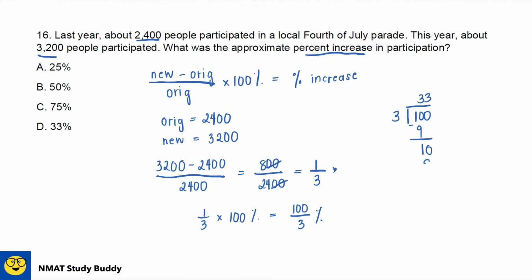3 times 3 is 9. Subtract mo ulit. So, 1. And then, magkakaroon ka na ng decimal point. Tapos, kapag ganyan, you will add 0. Then, 10 divided by 3 is 3. 3 times 3 is 9. So, paulit-ulit lang. So, yung sagot natin is paulit-ulit lang na 3.3333. Ayan. So, yung final answer natin is 33% kapag ni-round off natin. Ayan. So, the correct answer is D.